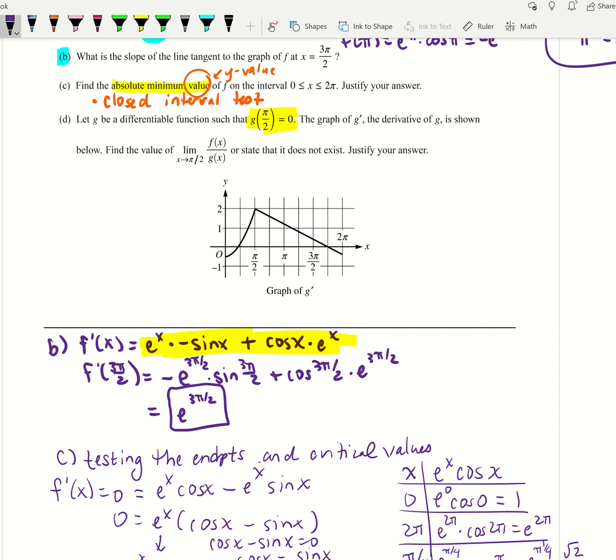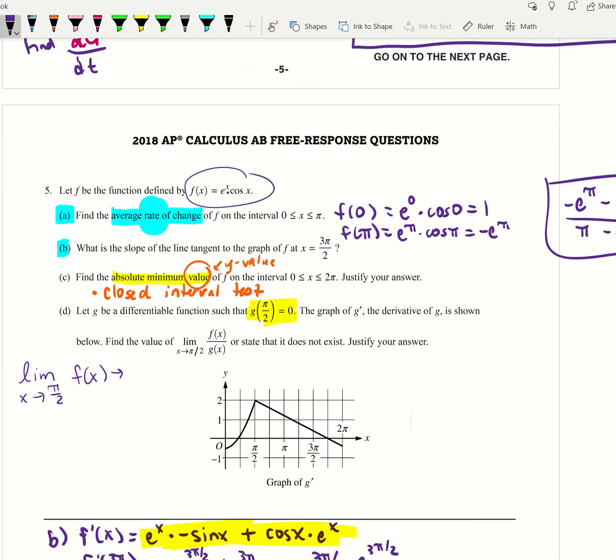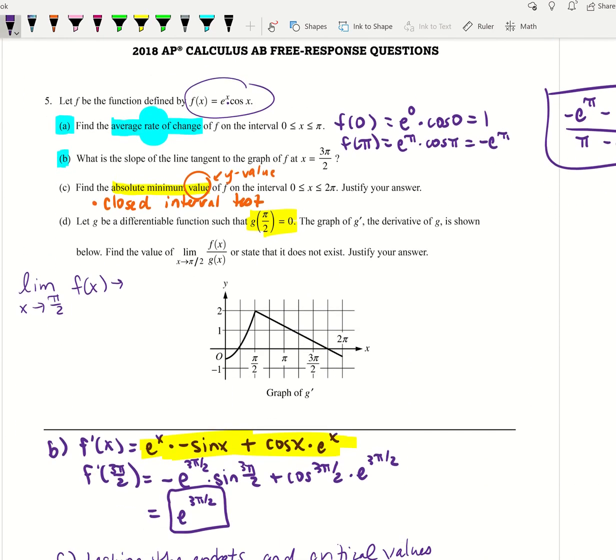If you're going to be using L'Hopital's rule, you will want to find the limits of the numerator and the denominator separately. This is the best way to write it. The limit as x approaches pi over 2 of f of x, remember f of x is e to the x cosine of x, would be e to the pi over 2 times cosine of pi over 2, and since cosine of pi over 2 is 0, this would be 0. So I'm going to have a 0 on the numerator.